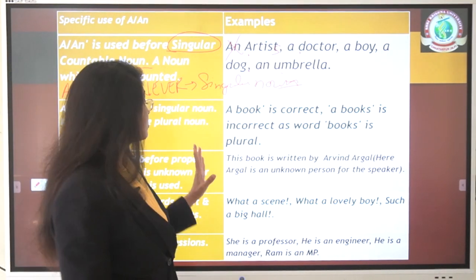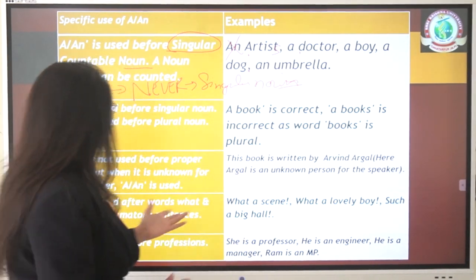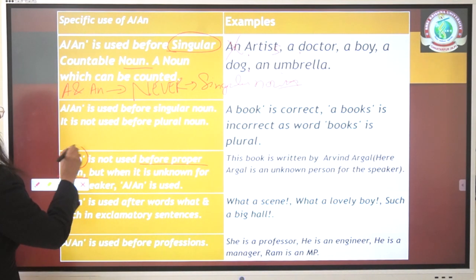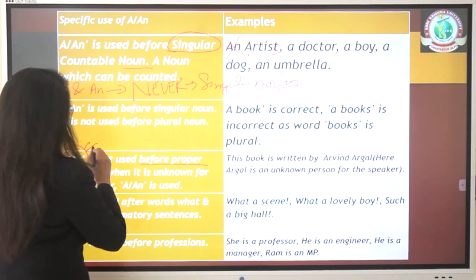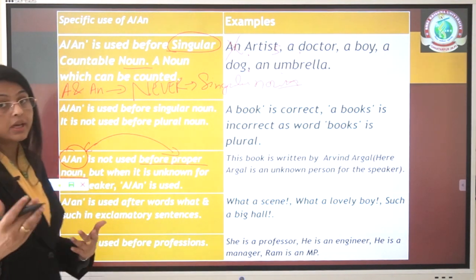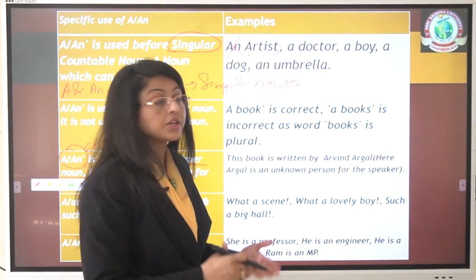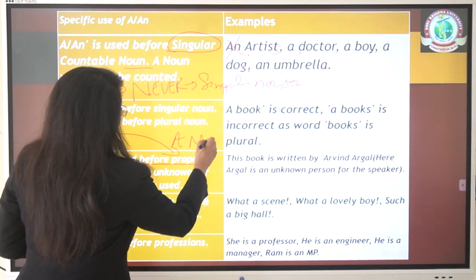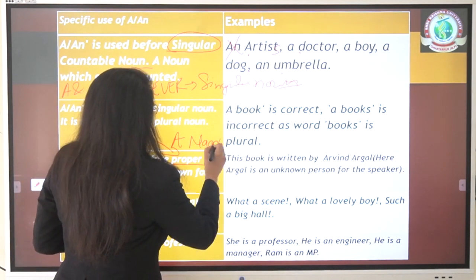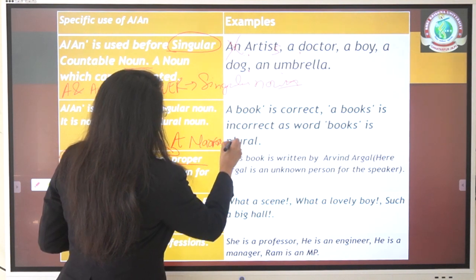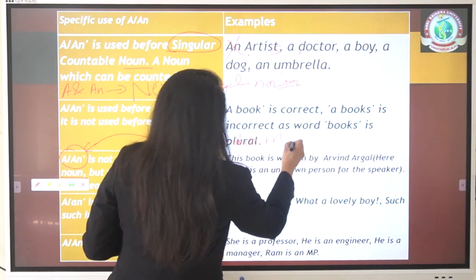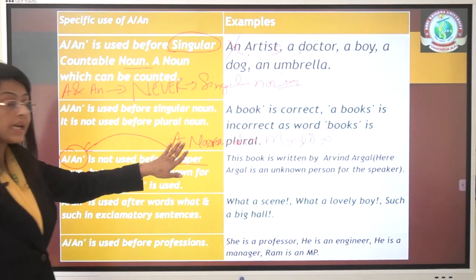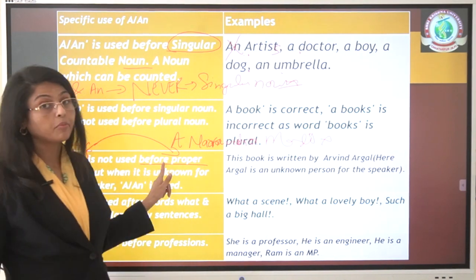Okay. Proper nouns, Narendra Modi. You will never use a Narendra Modi. This is an omission of article. So article is not used in front of a proper noun. Example, Narendra Modi, Sachin Tendulkar. You will not say a Narendra Modi. This will be wrong.